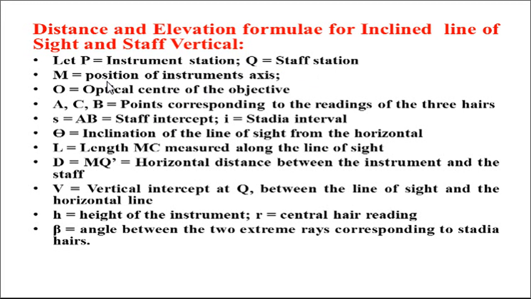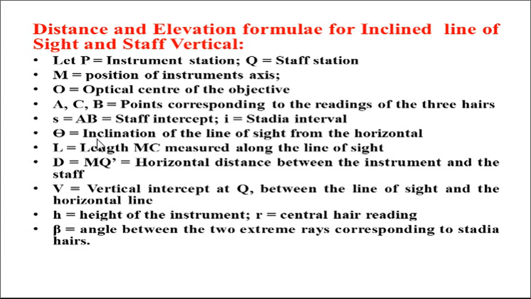Okay, then O is equal to the optical center of the objective. Next, capital A, C, B are the points corresponding to the readings of the three hairs which are cut by the staff. Then small s is equal to AB, the staff intercept, and it is denoted by I, the stadia interval or staff interval.